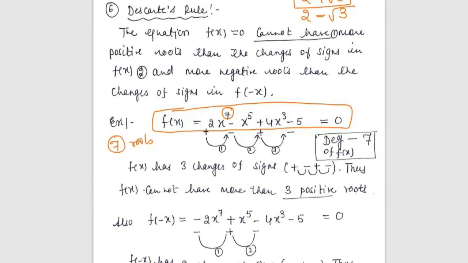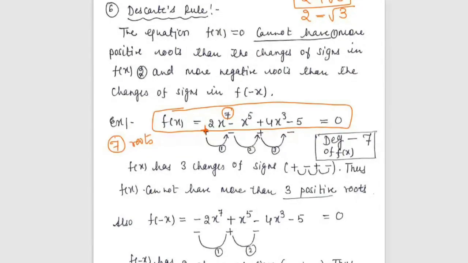But you are not sure how many negative roots are there, how many positive roots, how many real roots, and how many imaginary roots are there. So how will we find out? Let's see. The first term is positive, so I will just mark here positive. Please see carefully. This is the term which is containing the positive sign.